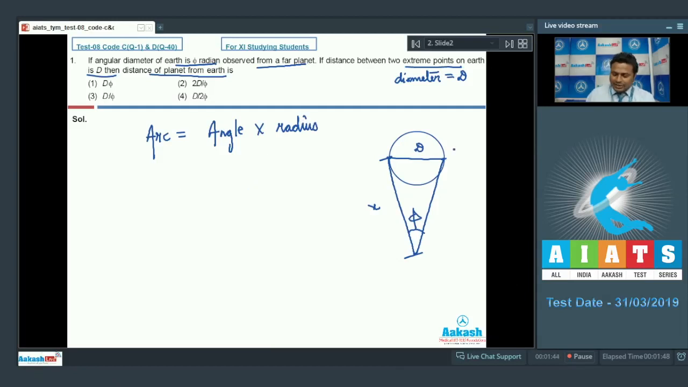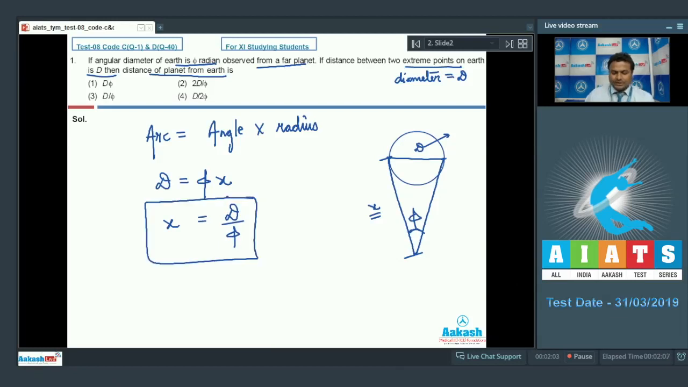Therefore, putting the values, now for this angle phi, D will be arc. So D equals angle phi multiplied by radius, that is distance x. So from here we can write the distance x as D divided by phi. So distance between Earth and planet will be capital D divided by phi. So we can say that option number 3 is absolutely correct. So we will go with option number 3.